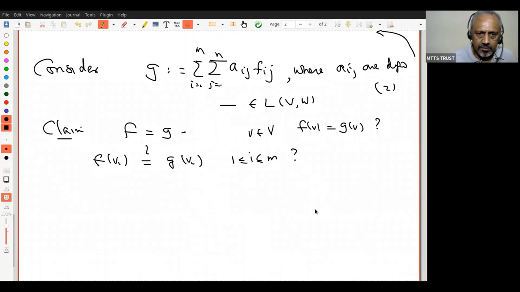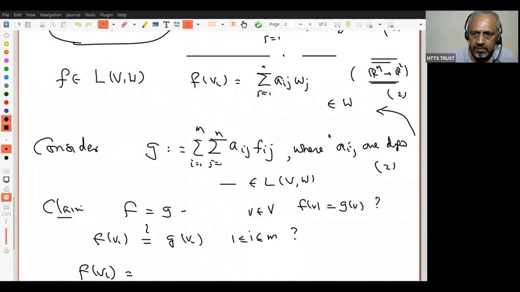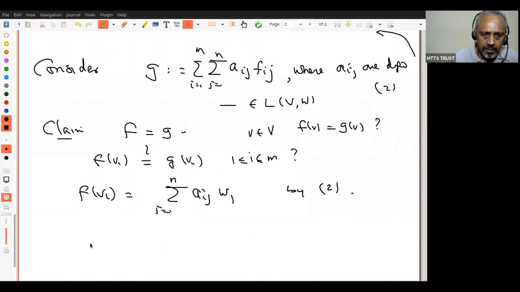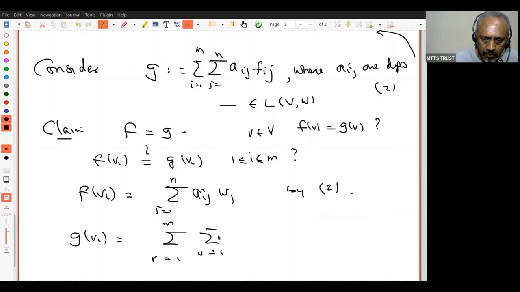Very good. But what is f of vi? F of vi by definition is this, by 2. This is the summation of aij wj. This is by 2. Now what is g of vi? Since I am going to write g of vi, this i here is involved. Let me write g as the summation r equal to 1 to m and j equal to 1 to n of arj frj. Do you understand this? This whole thing acting on vi.